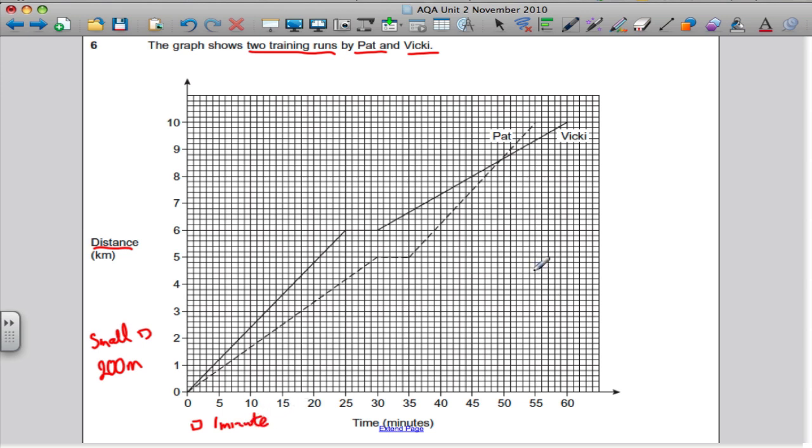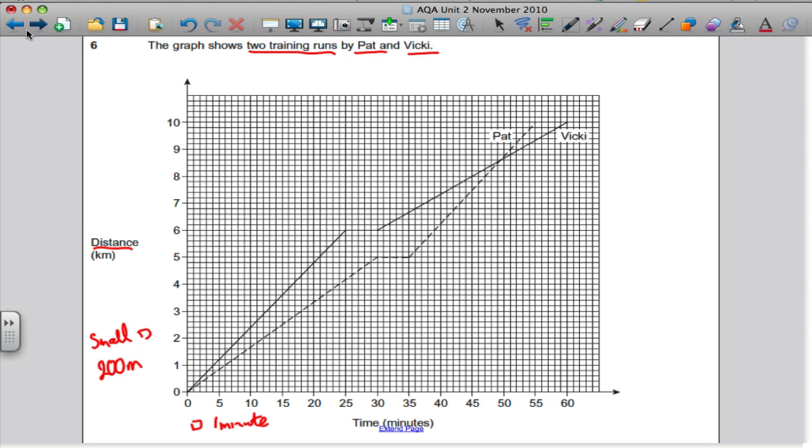Before we see the questions, let's just try and tell the story ourselves. Let's talk about Pat here. Pat starts off and travels at a constant speed up till 5 kilometers, and it looks like it takes somewhere in the region of 30 minutes. Has a stop and starts off again, and it looks like Pat goes faster because the gradient of the line is steeper here than she went before. Vicky starts off quicker than Pat. Gets to 6 kilometers, has a pause, and then goes off again.